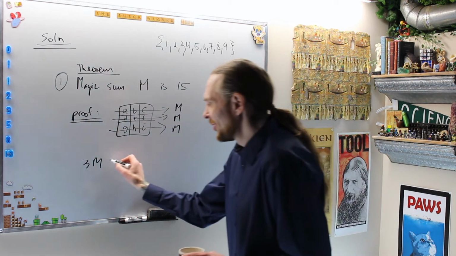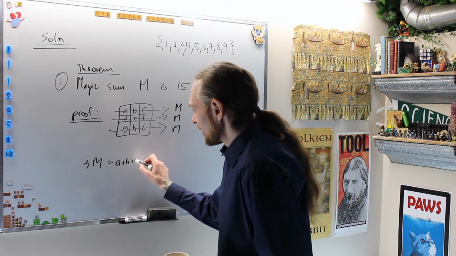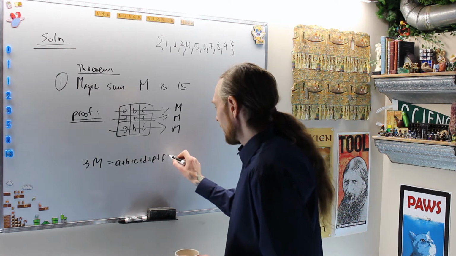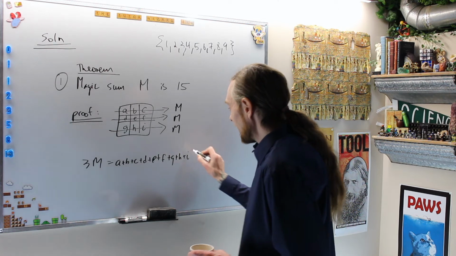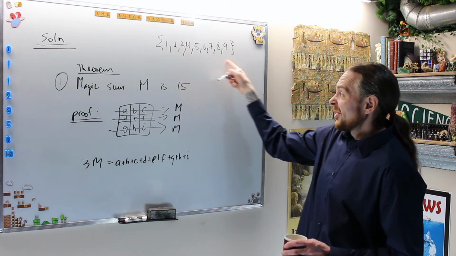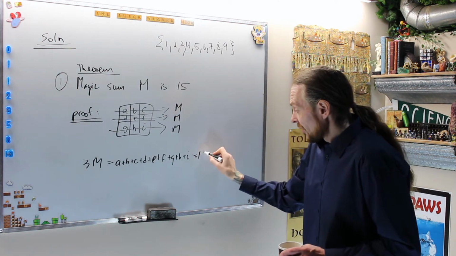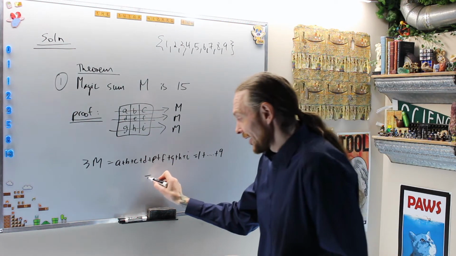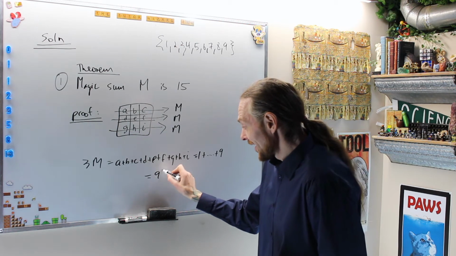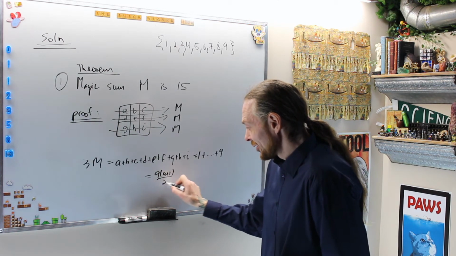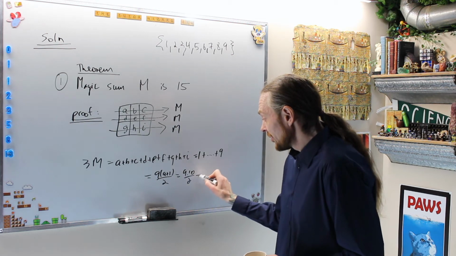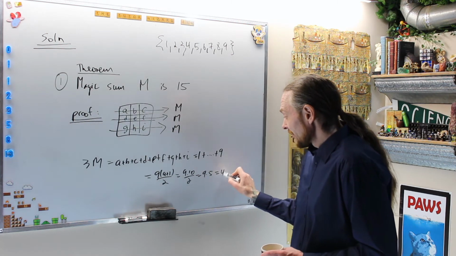On the other hand, this is A plus B plus C plus D plus E plus F plus G plus H plus I, which is all the numbers, which is 1 plus dot dot dot plus 9. And Carl Friedrich Gauss at the age of 5 showed that this is 9 times (9 plus 1) over 2, the sum of the first 9 integers, which is 9 times 10 over 2, which is 9 times 5, which is 45.